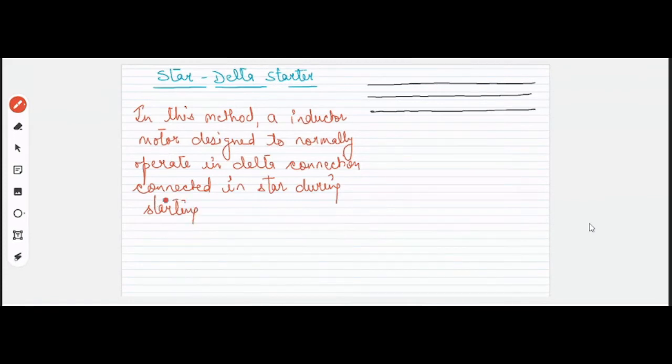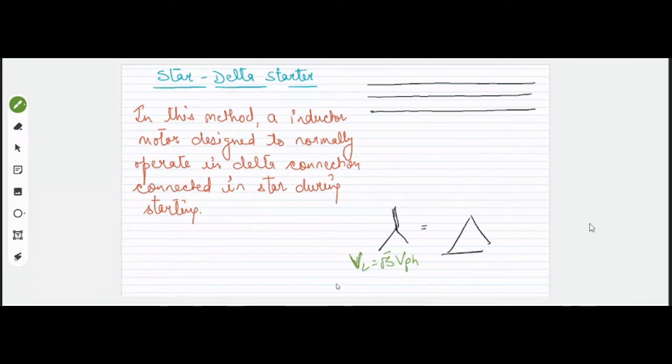Let us understand this statement. What they are saying is that the motor which is normally connected in delta will be connected in star during starting. Now how will this help us? We know that in case of star, the relationship between line voltage and phase voltage is that line voltage is root 3 times the phase voltage. Am I right?